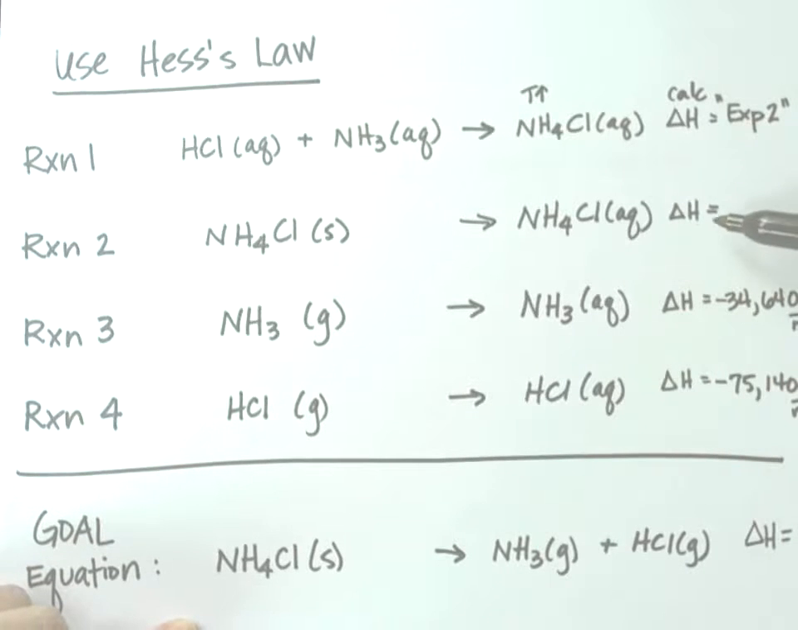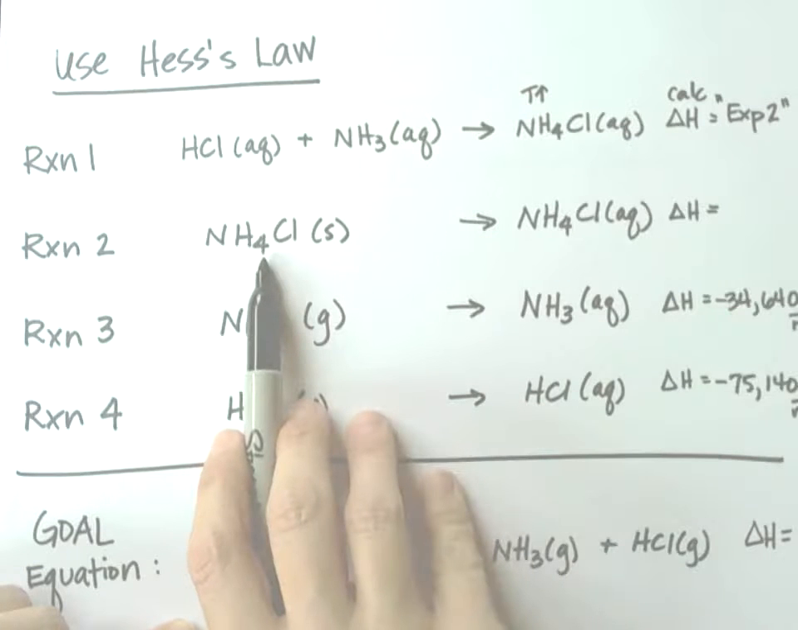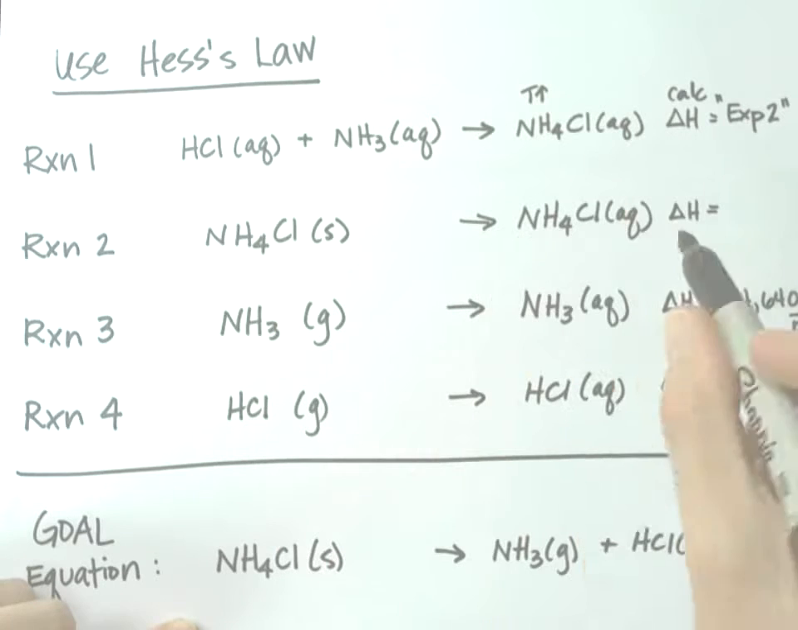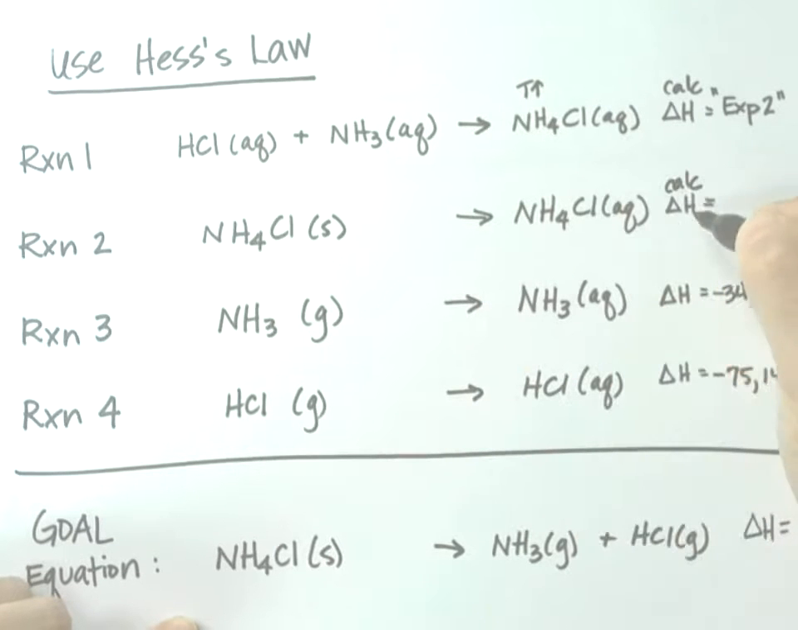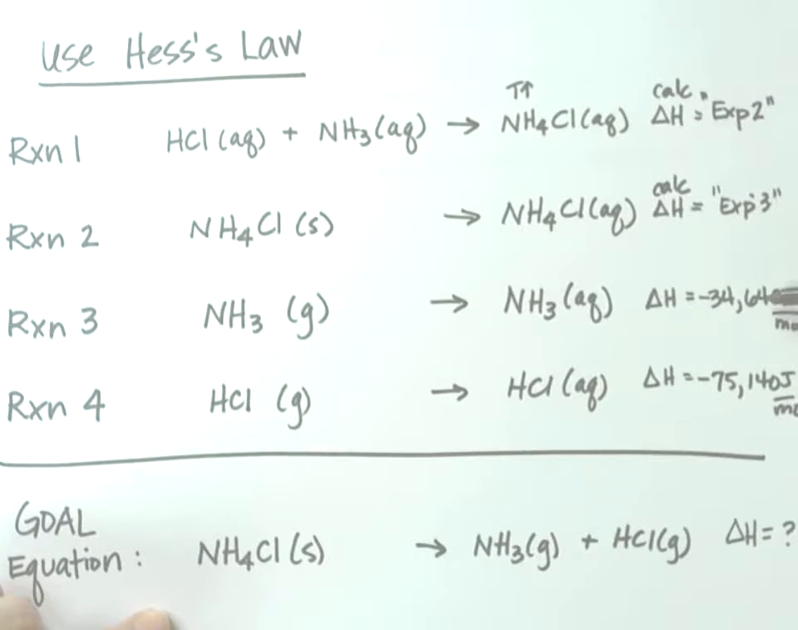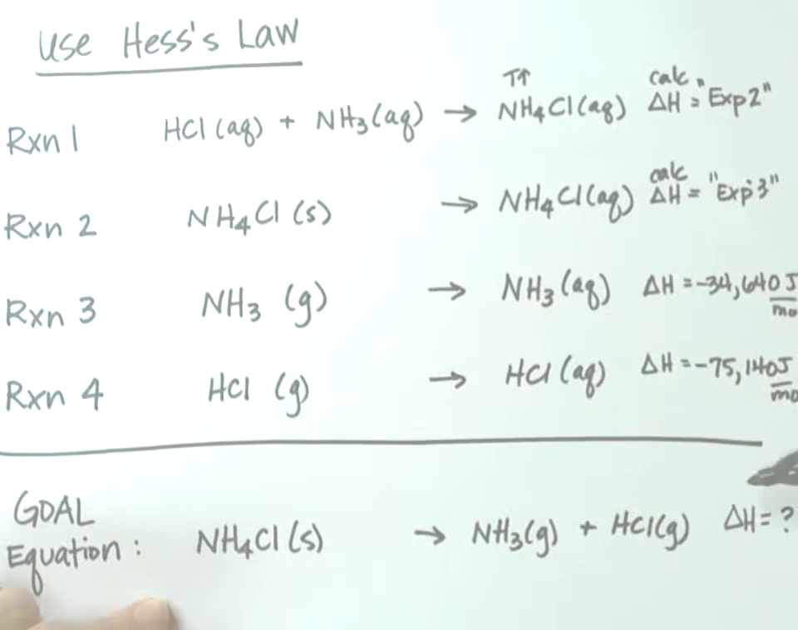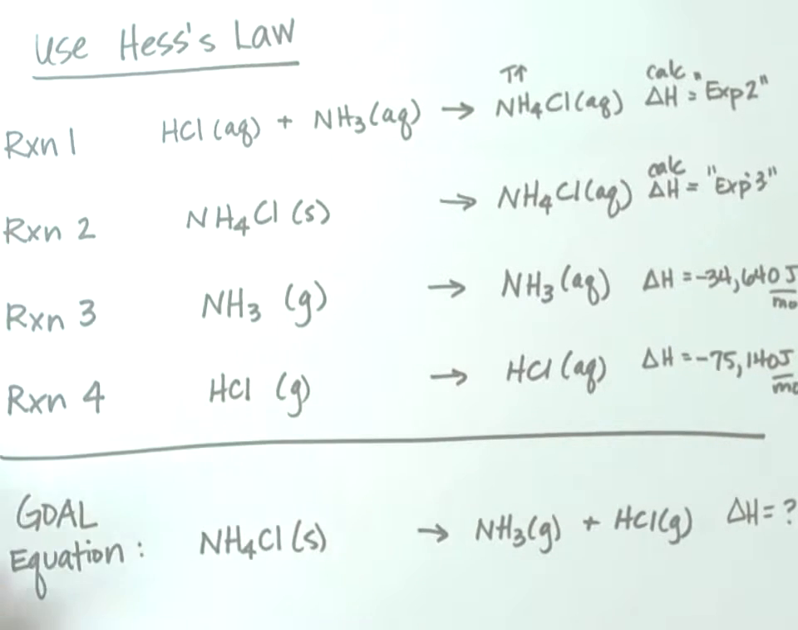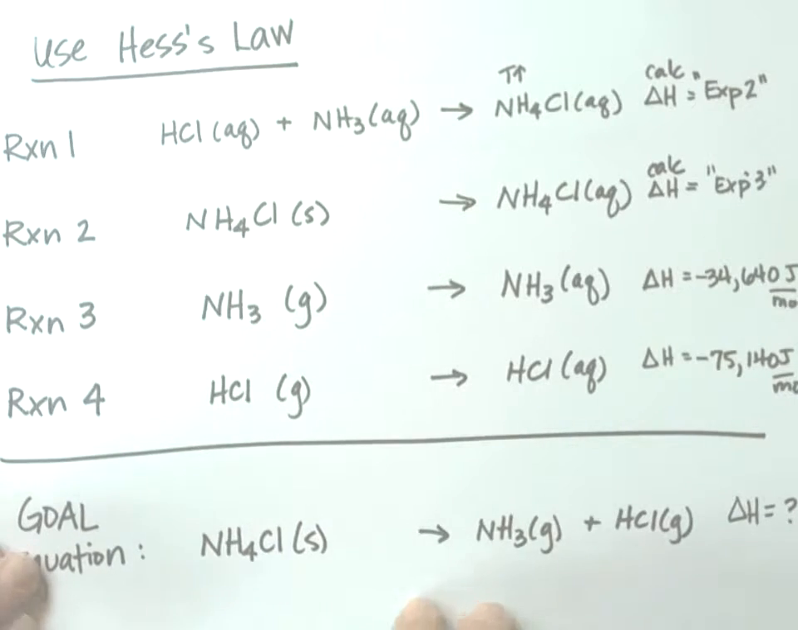Likewise, you're going to do another experiment where you take solid ammonium chloride, drop it in water, the temperature will change. Again, you will calculate the delta H. Late night labs refers to this part of the experiment as experiment 3. So after you do experiment 2 and 3, you'll go through the calculations, you'll have these values, and then you will use them along with reactions 3 and 4 to find the delta H for our goal equation. Alright, so that's the basis of the whole lab.